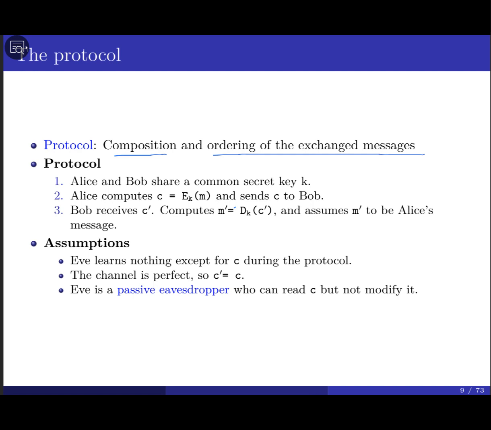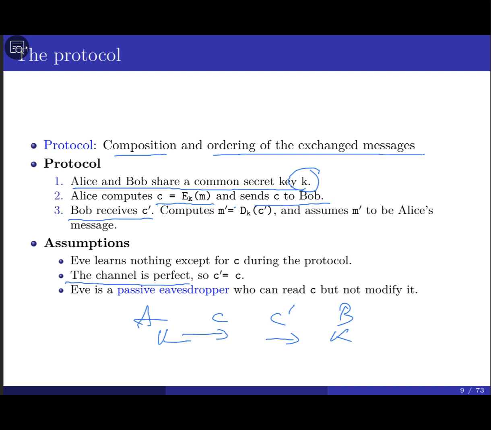The first thing, Alice and Bob share a common secret key. Okay? Alice and Bob must each have a copy of the key. Then Alice computes the encryption of the message, the ciphertext, then sends C to Bob. I'm going to say send C here. We said Bob is going to receive C prime. So I'm going to say, what's the C prime here? Later we're going to have, in order for this to work, what is called a perfect channel.